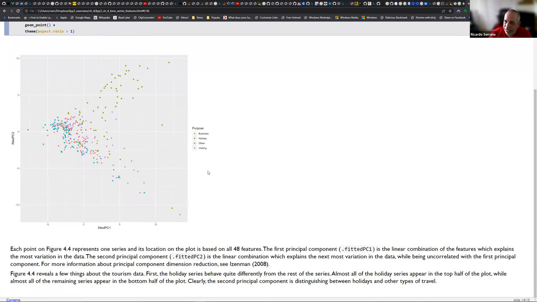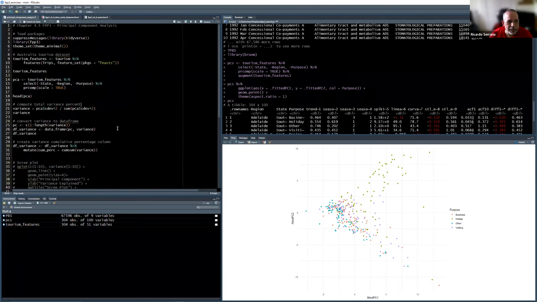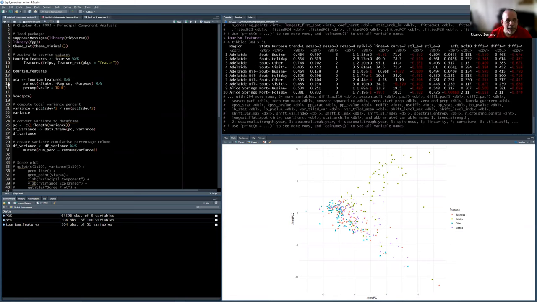So one of the things that I had to struggle with, and that's why I did this analysis, is, for example, how much variance am I capturing with those two major components, the first two components? To answer that, I had to go again, create the tourism features, replicate the data set, and now run PCA. I named it PCA instead of PCS, but it's extracting the principal component analysis without the augment function.